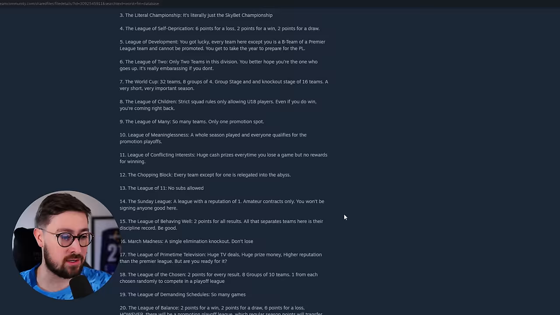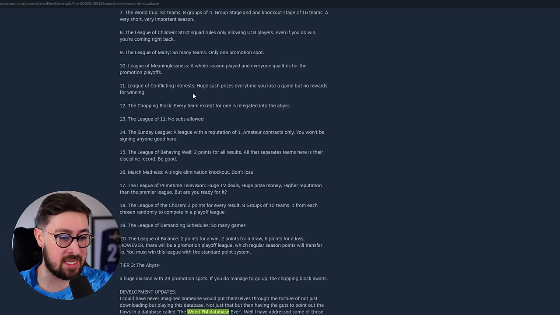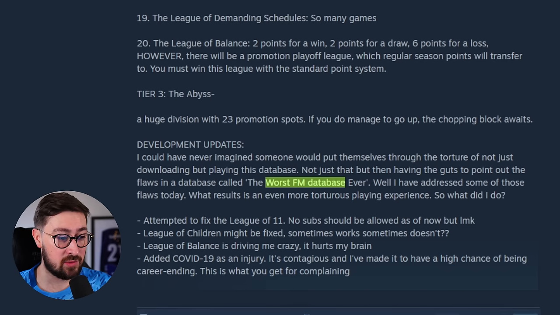If you go all the way down, you've got the Chopping Block, for example. Every team except for one is relegated into the Abyss. And as I mentioned, all of these 20 leagues are tier 2. There's also a tier 3, which is known as the Abyss, a huge division with 23 promotion spots. If you do manage to go up, the Chopping Block awaits. I assume you go straight into the Chopping Block here and then you go into these other leagues from here. Not quite sure how you move between the two, but that's kind of all the three different tiers.